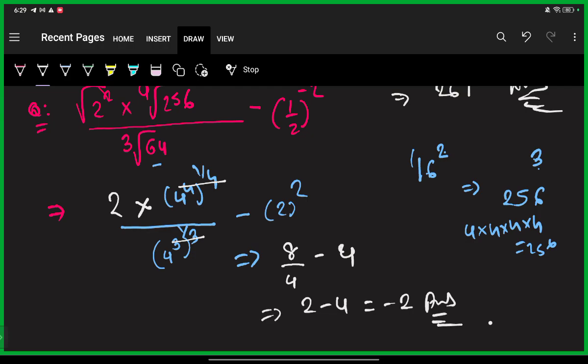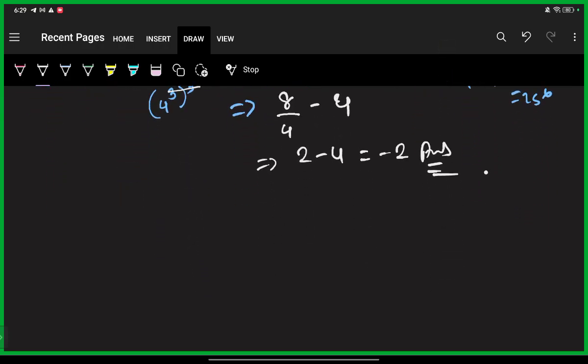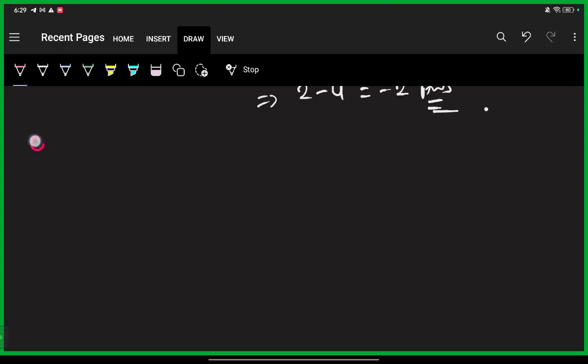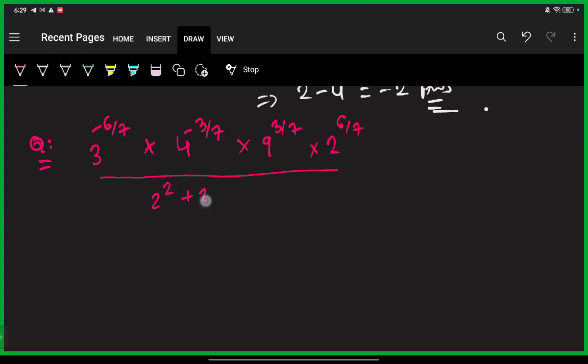Should we take one more question? Okay, try to solve this thing. 3 raised to minus 6 by 7 multiplied by 4 raised to minus 3 by 7 multiplied by 9 raised to 3 by 7 multiplied by 2 raised to 6 by 7 divided by 2 square plus 2 raised to 0 plus 2 raised to minus 2. So how to solve this thing? Quickly, what to do in this case?